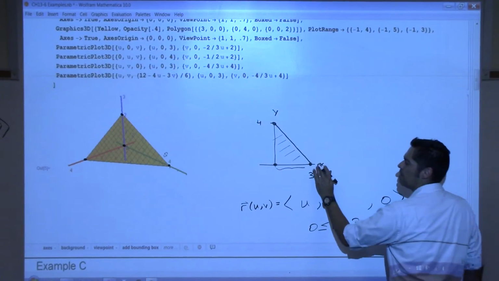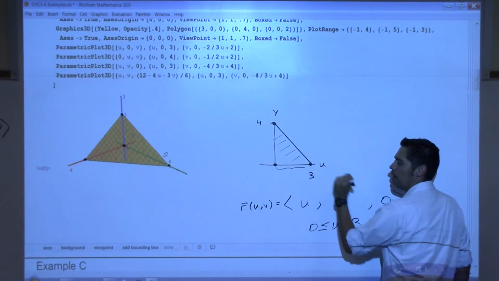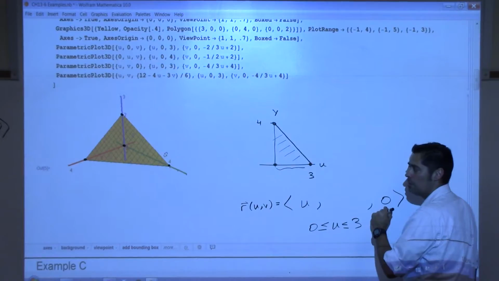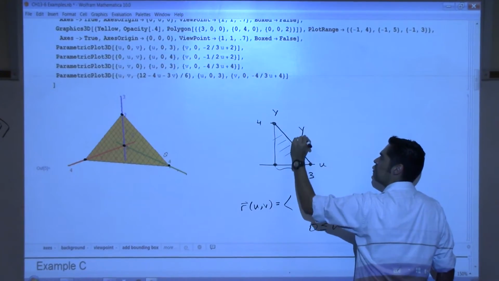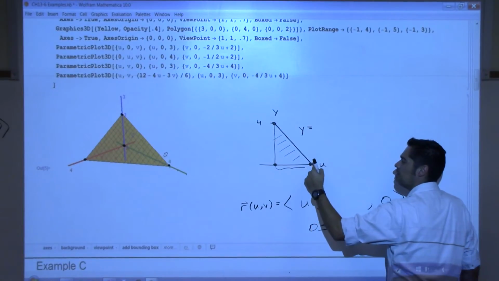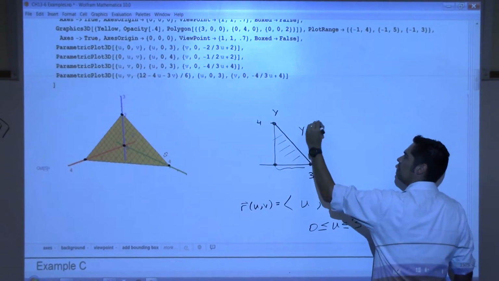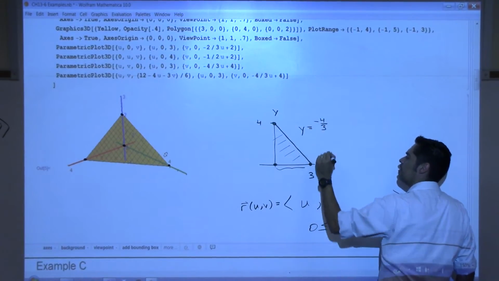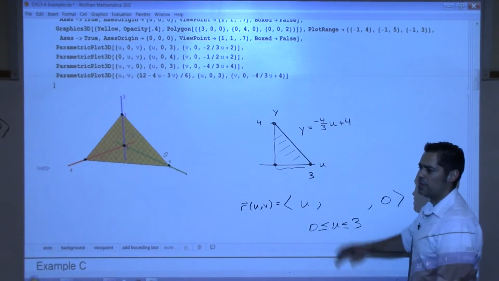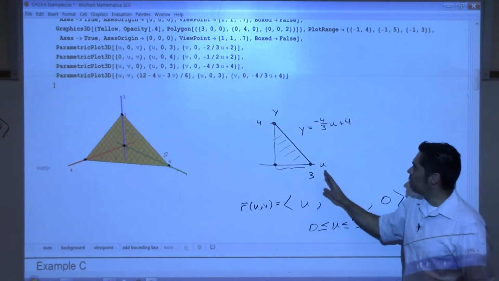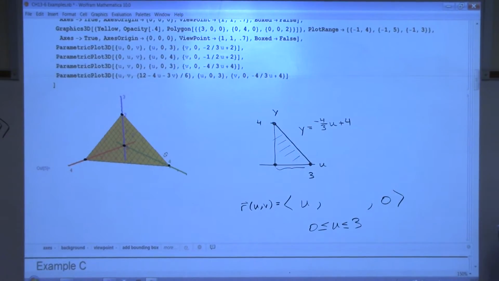If this is really my u now, right? That's really my u. Then this right here, my y, what is the equation for y of this line? What's the slope of it? Negative 4/3 u, plus 4. That's the equation of this line. Y-intercept 4, slope negative 4/3. Yes? Yes. Here's the mistake that people will make.